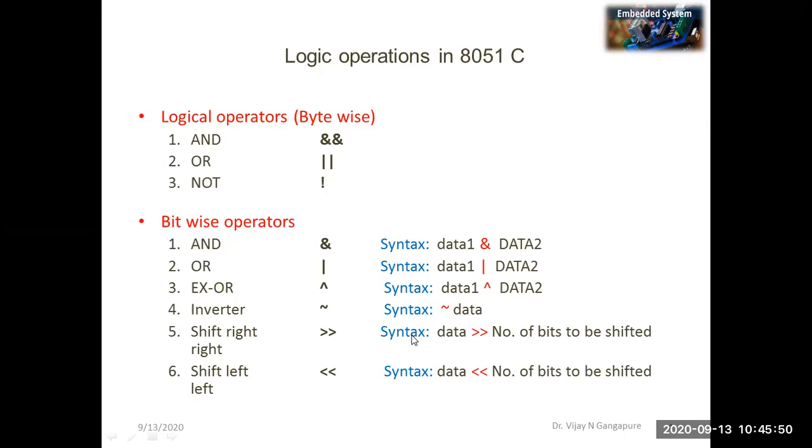Okay, next bitwise operator is shift right. The syntax is the data that is to be shifted, and then the shift right operator. It will shift the data in the given byte towards the right, by as many positions as specified by the number given.